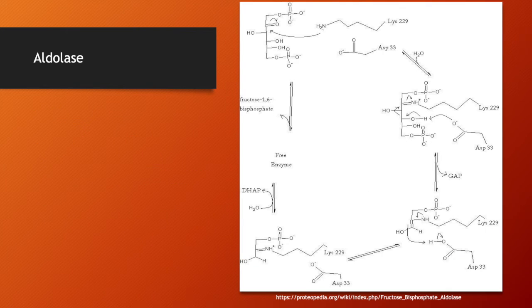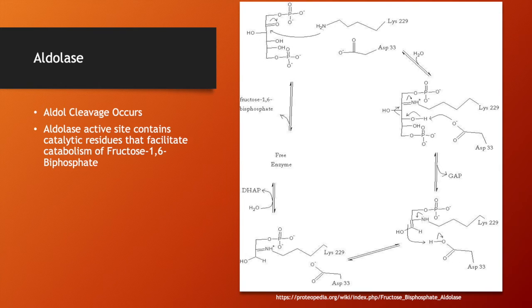This is a general mechanism of the reaction that aldolase helps to catalyze. And this mechanism or reaction can be considered an aldol cleavage. And it's important to note the catalytic residues that are located in the active site of the aldolase enzyme. And these catalytic residues are important because they facilitate the catabolism of fructose 1,6-biphosphate into DHAP and G3P.